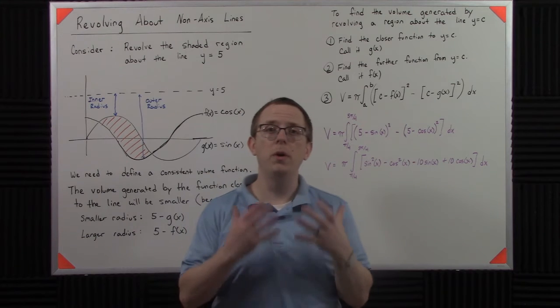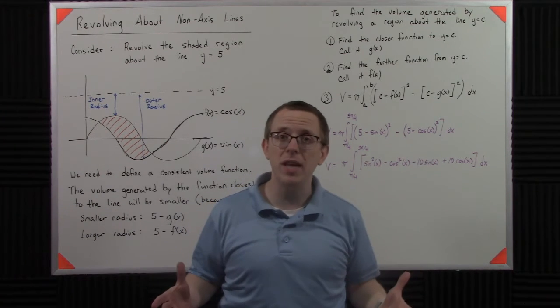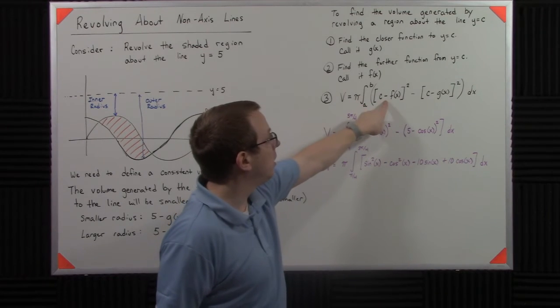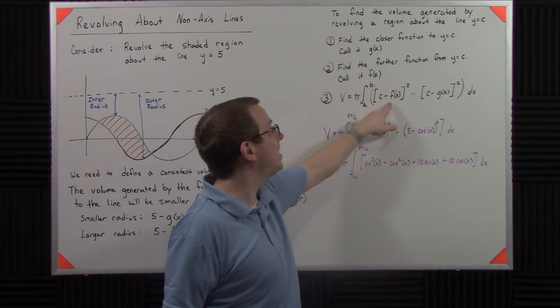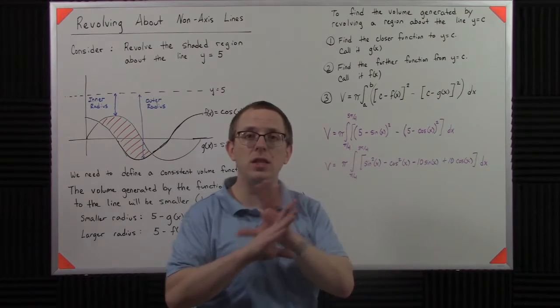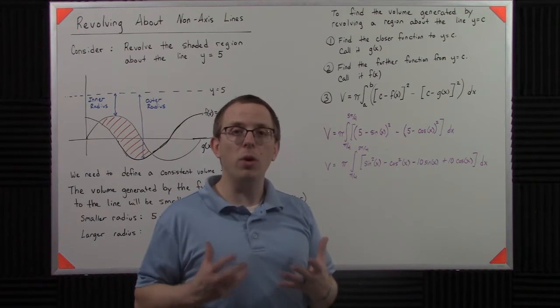And then we perform that volumetric difference just like we always have. It's just the same. We have pi. Instead of f squared minus g squared, you have c minus f squared, c minus g squared. That's it. That's the only difference. And in fact, there's an even more interesting thing.